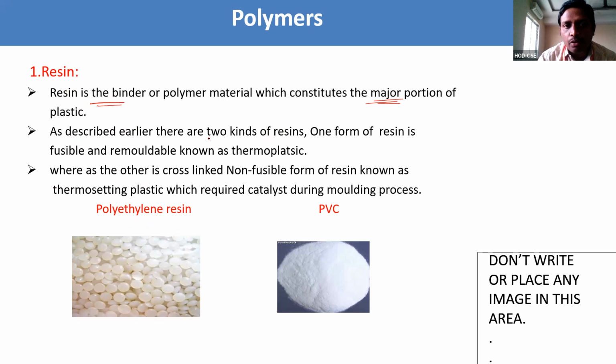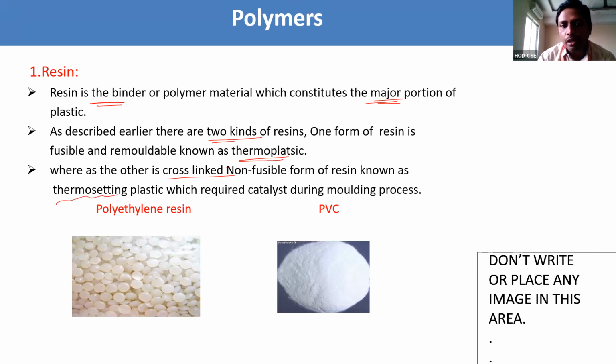As described earlier, there are two kinds of resins. One form of resin is fusible and can be remolded, known as thermoplastic. Whereas the other is cross-linked, non-fusible, thermosetting. We cannot convert this resin into the desired form again. The cross-linked non-fusible form of resin is known as thermosetting plastics.